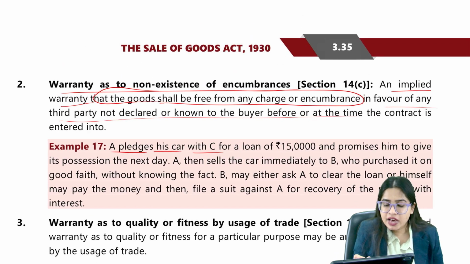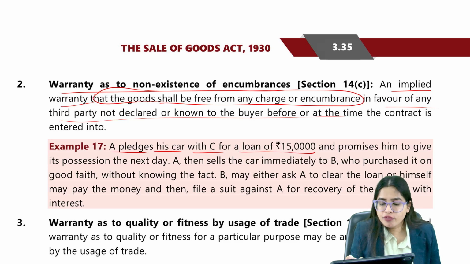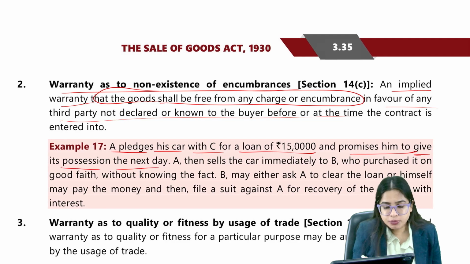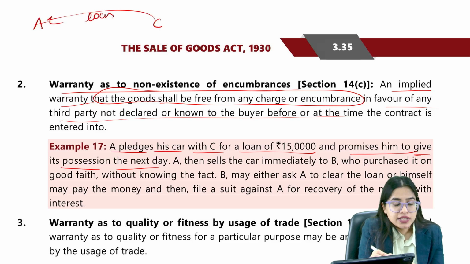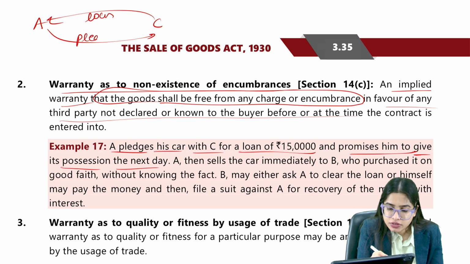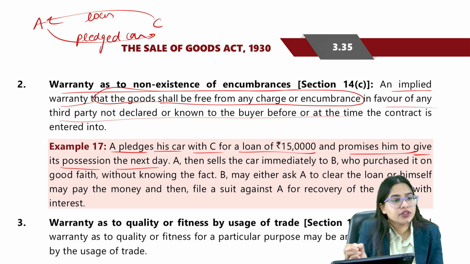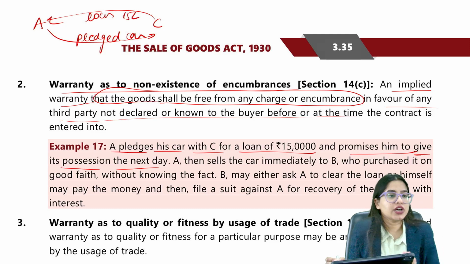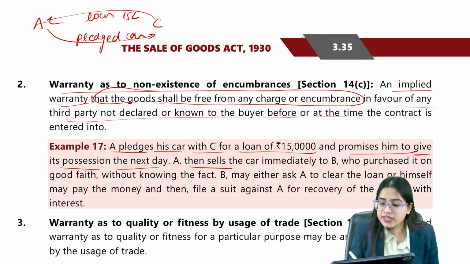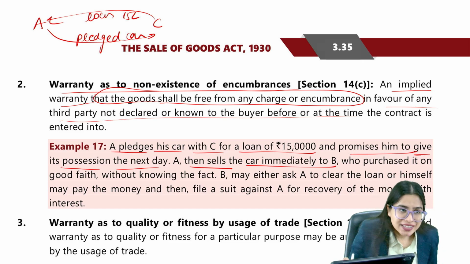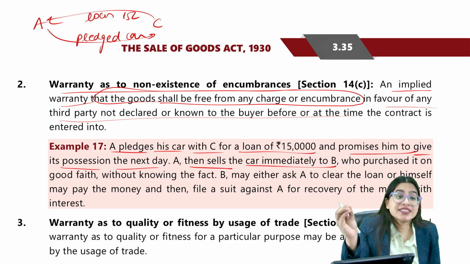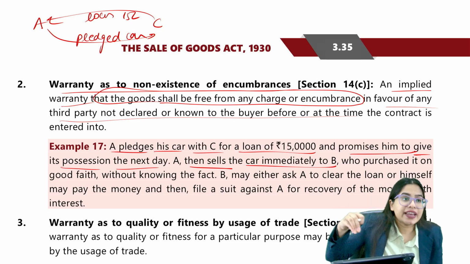A pledges his car with C for a loan of 15 lakh rupees and promises to give him the possession the next day. So here A took a loan from C and pledged his car to C. How much loan? A loan of 15 lakh. Now what happens? A then sells the car to B. After that, don't you think a pledge is created in that car? Yes, a pledge is created in the car, so that car is encumbered.